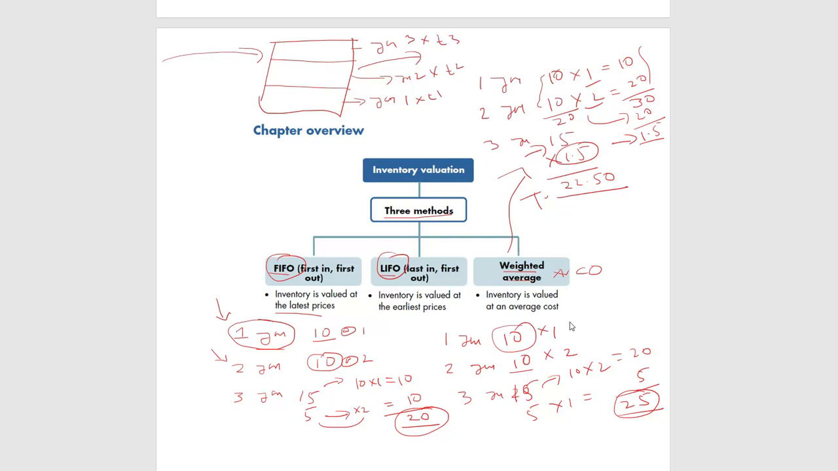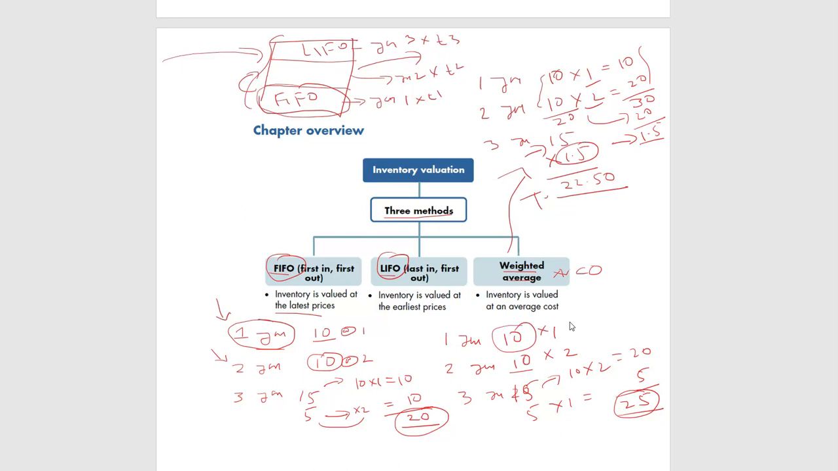I'm going to finish all of this first. I'm going to use all the units that I received first, then I'll move to the second. But if I use LIFO, I'm going to use the top one first, the most recent one I received. And if I use AVCO, then what I do, I make the average and how many units, and I multiply with the average price. So I don't use any first or last.